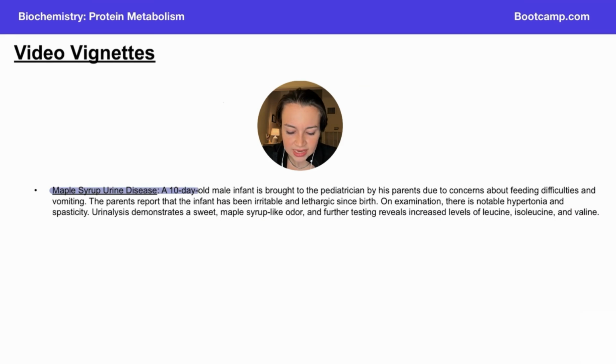Let's say we've got a 10-day-old male infant who's brought to the pediatrician by his parents due to concern about feeding difficulties and vomiting. The parents are saying that the infant has been irritable and lethargic since birth. On exam, there is notable hypertonia and spasticity, right? Falls under the category of dystonia. And then urinalysis demonstrates a sweet maple syrup-like odor. Further testing reveals increased blood levels of leucine, isoleucine, and valine.